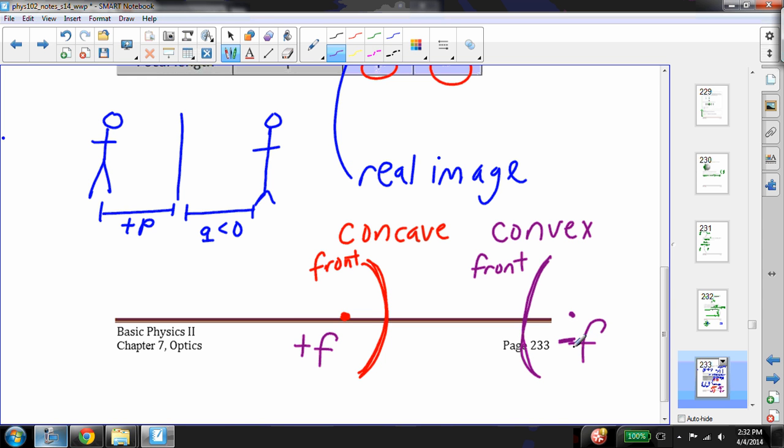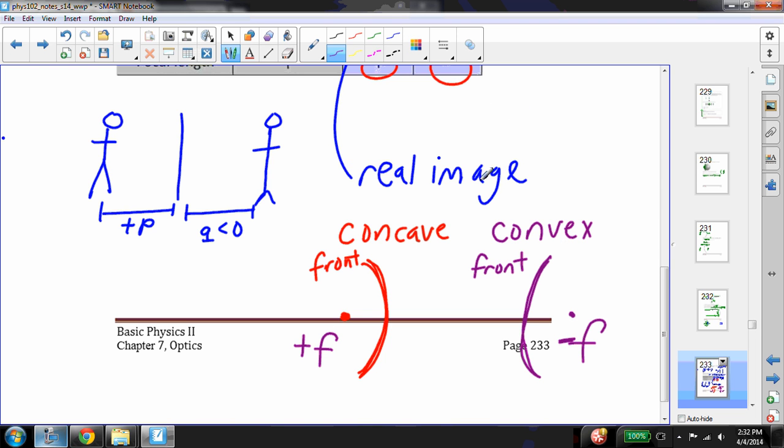The hard thing in this chapter is getting all these sign notations down. What does a negative Q mean? What does a negative M mean? What does a negative F mean? Which mirrors have negative focal lengths? Which mirrors have positive focal lengths? But once you get that down, the chapter is pretty easy, because the signs are really going to get you.